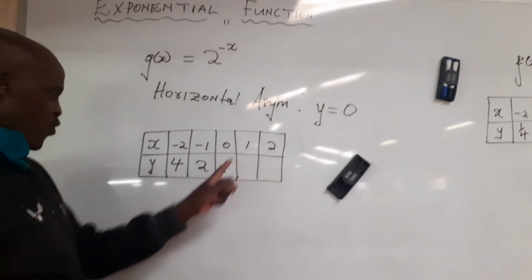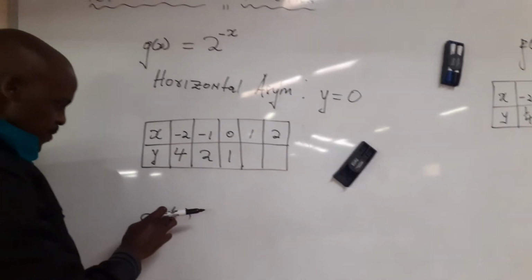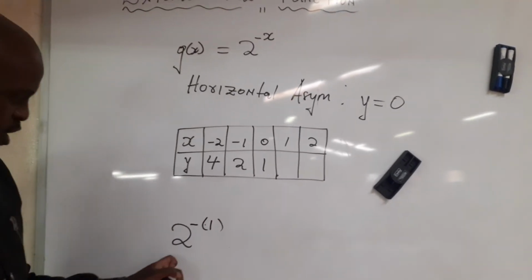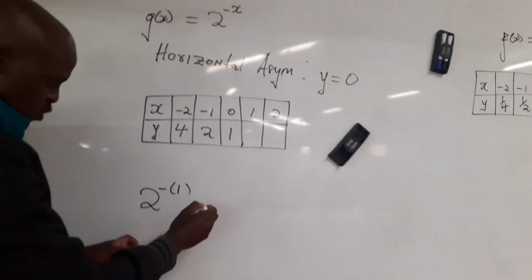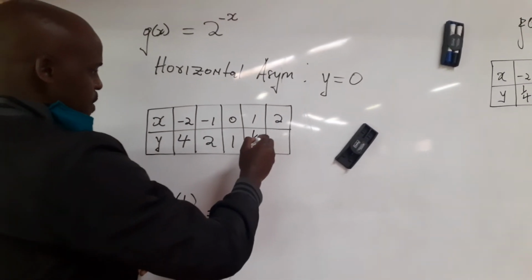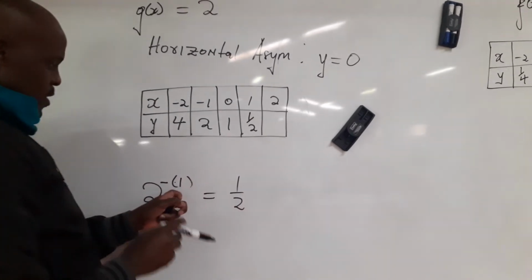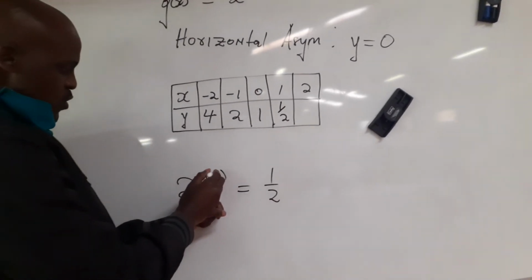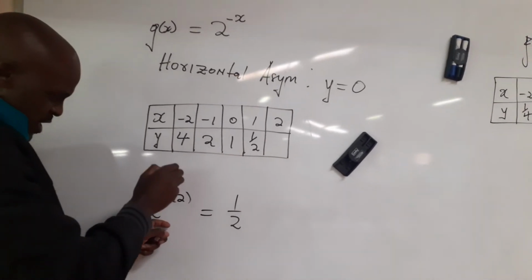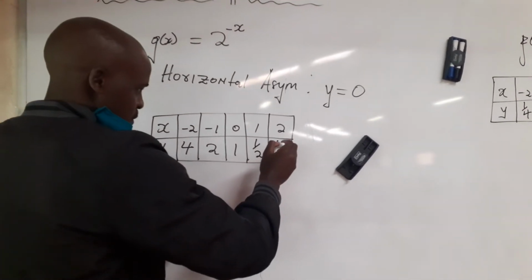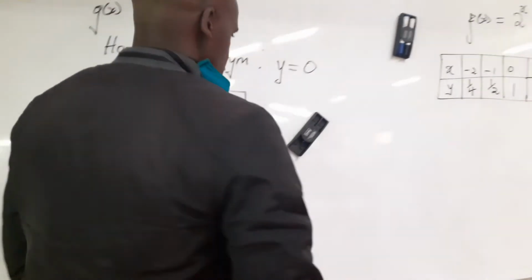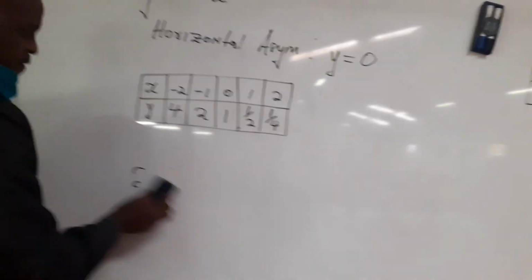And then put 1 in the place of x. So now we are going to have 2 exponent minus 1. 2 exponent minus 1 is the same as 1 over 2. Again, when we put 2, negative times 2 is negative 2. 2 exponent negative 2 is 1 over 4. Let's sketch the graph.